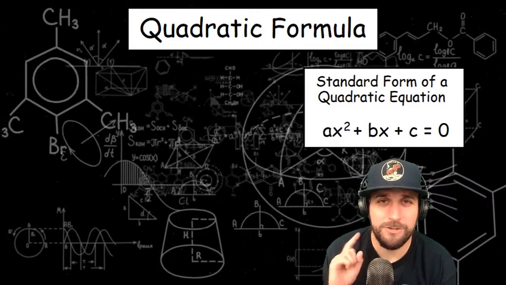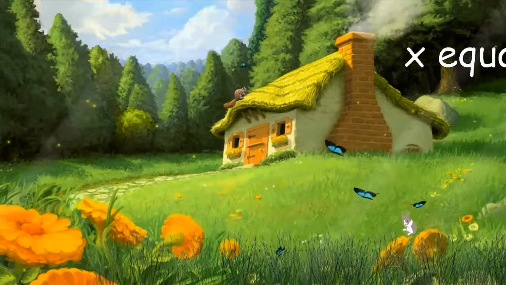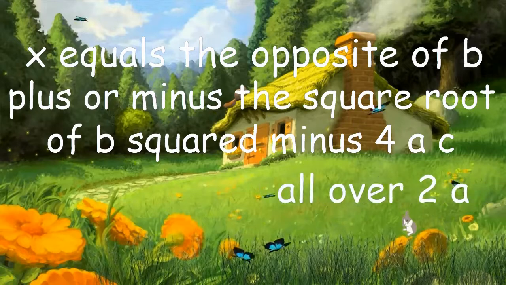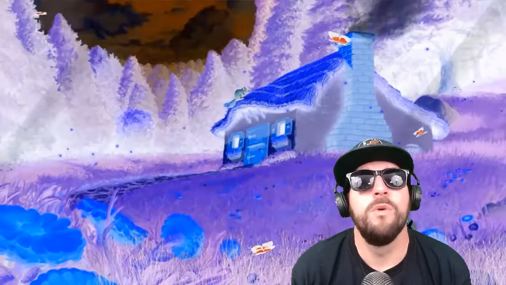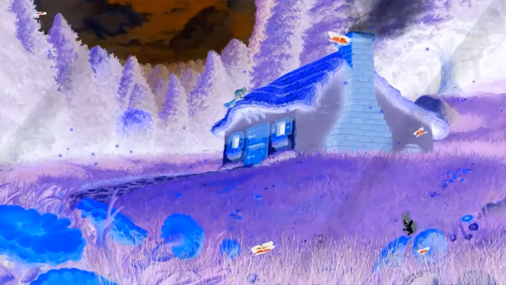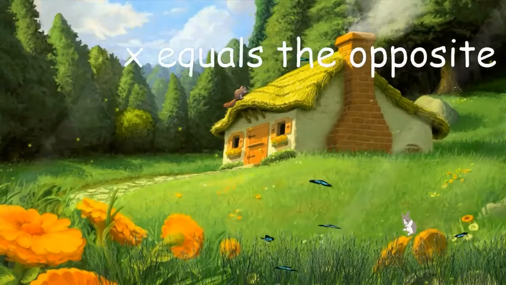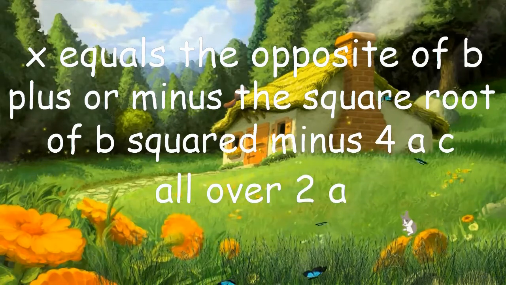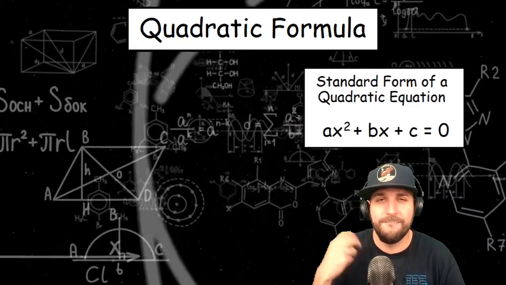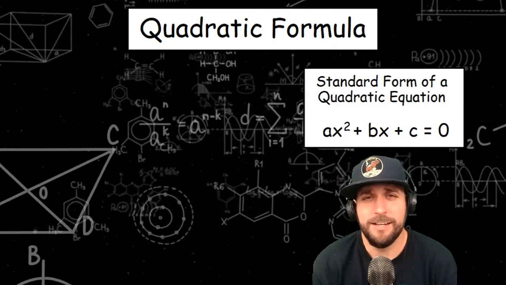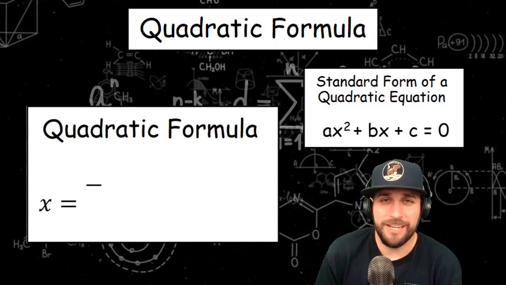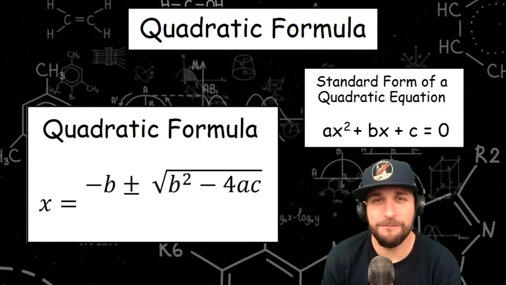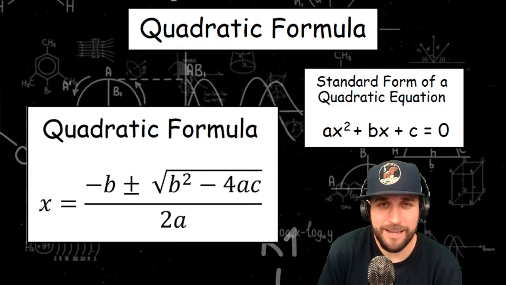So, cue quadratic formula song. X equals the opposite of b, plus or minus the square root of b squared minus 4ac, all over 2a. One more time. X equals the opposite of b, plus or minus the square root of b squared minus 4ac, all over 2a.